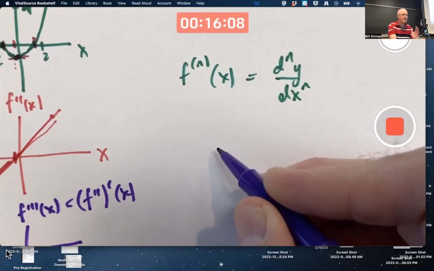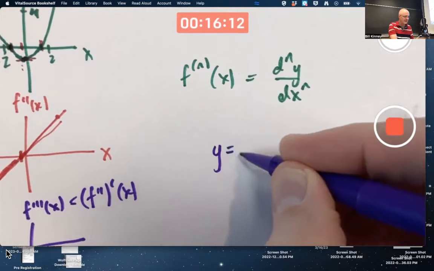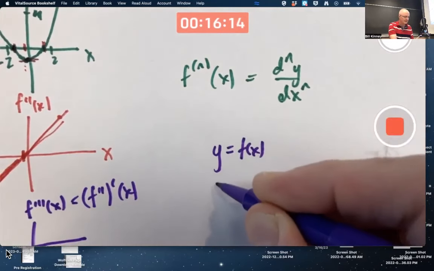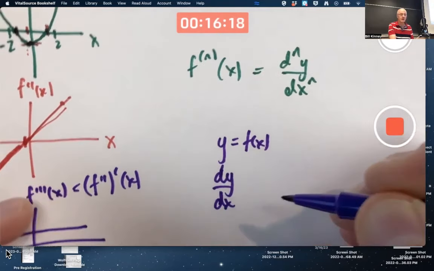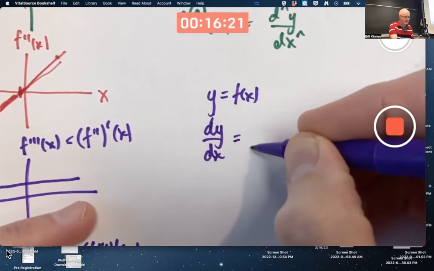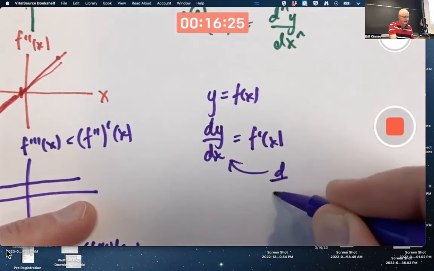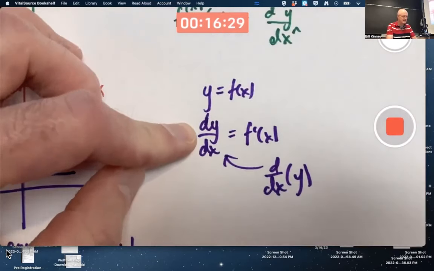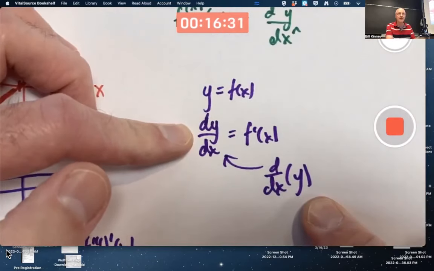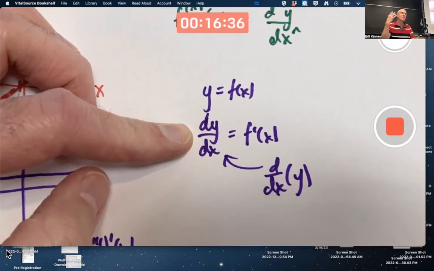Notation is important, okay? If we've got a function y equals f of x, dy dx is the Leibniz notation for the derivative of y with respect to x. That is f prime of x. You could think of this as d dx of y. Technically speaking, these are slightly different notations for the same thing. They do mean the same thing in the end, but it's sort of a way of thinking about things.